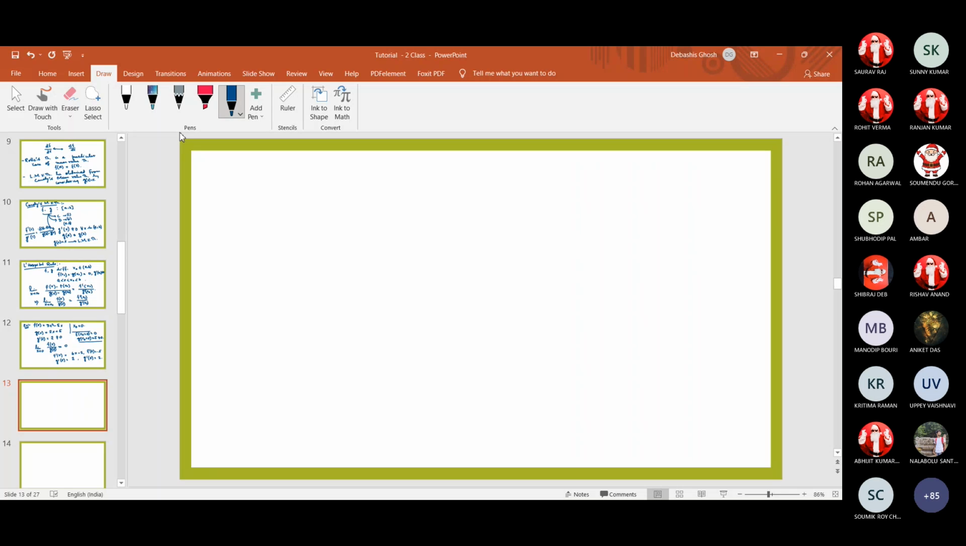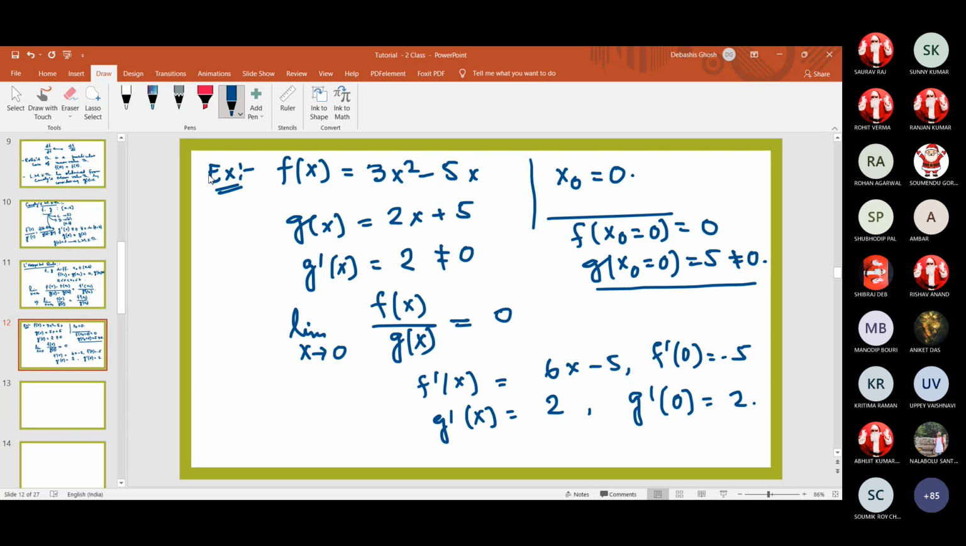Sir, why is x0 taken as 0 in this example? This is an exceptional case that we are considering. You can put some other value, so that one of the functions you are getting 0 and another function you are not getting 0. It has been shown as an example in which if one of the functions is not 0, then the condition will not be satisfied. The value of the limit will not be achieved, which is not equal to your f dash 0 by g dash 0.